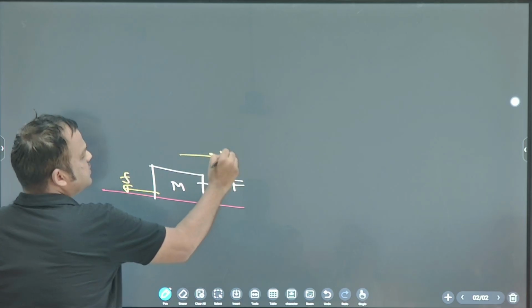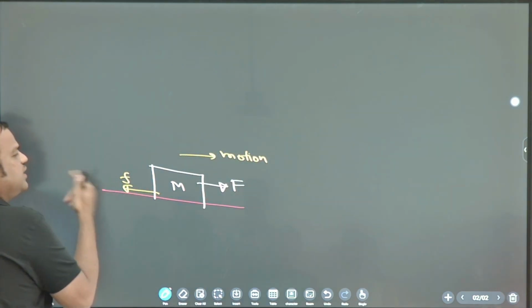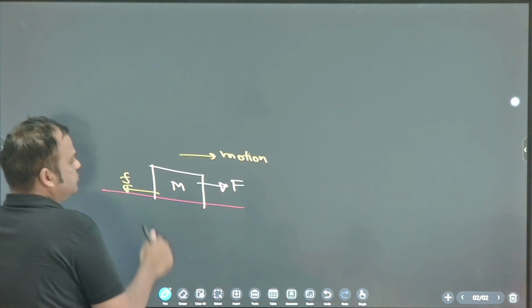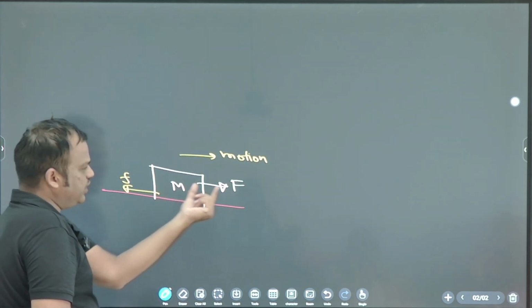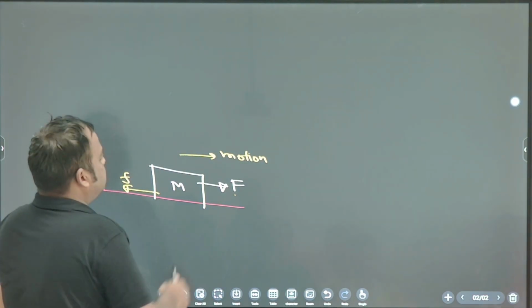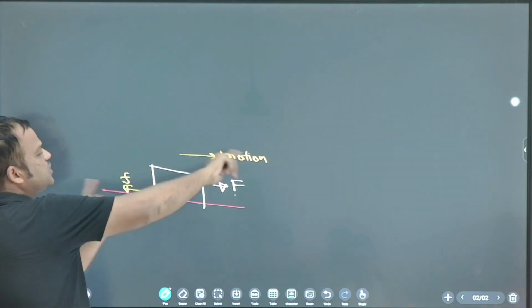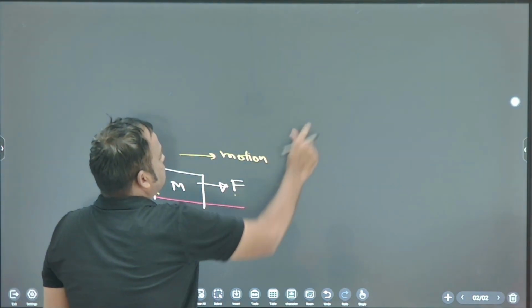So motion is right side, but friction is left side. Correct. This is one example. The block is moving right side because of this force, so friction is acting left side. So friction is opposite to motion.